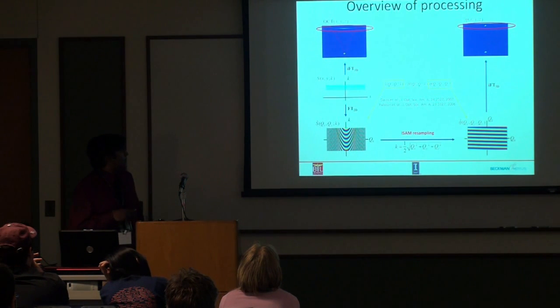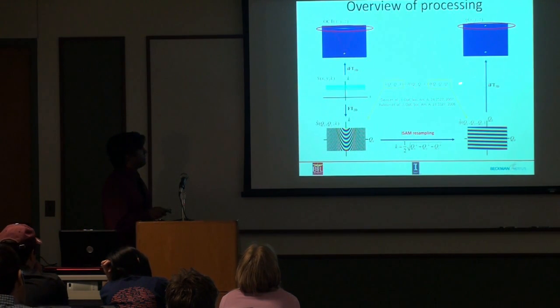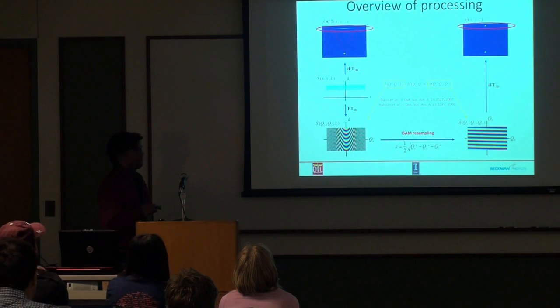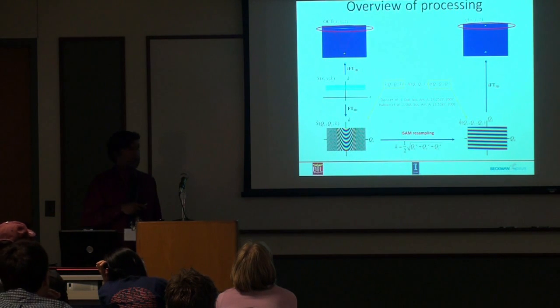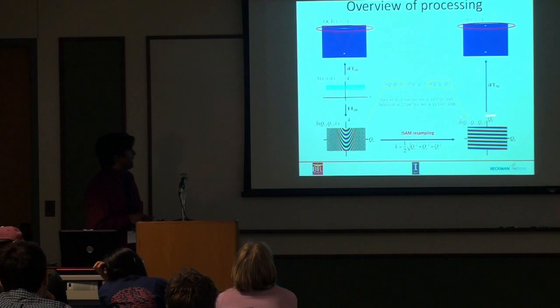So, ISAM is based on the fact that defocus in the spatial domain manifests as a coordinate warping in the Fourier domain. Here we have the ISAM signal model, which relates the 3D Fourier transform of the OCT tomogram to the 3D Fourier transform of the object structure, where the coordinate warping, or in other words, the mapping from K to QZ, is given by the ISAM resampling curves, one example of which is shown as this black line here.